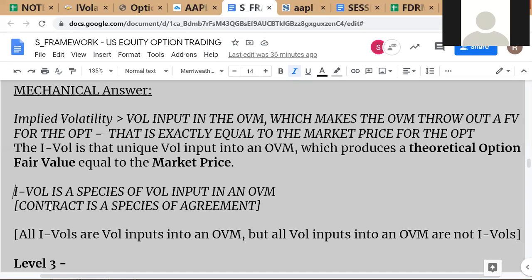This is a subset. This is a set. So this subset is a part of this larger set: all students, LLB students. So all the vol inputs in an OVM.